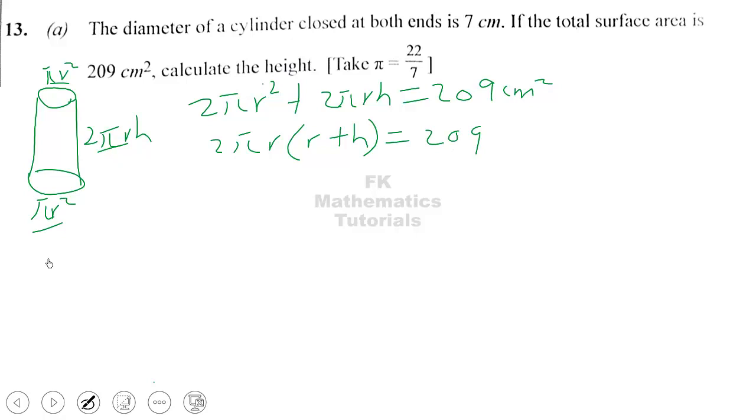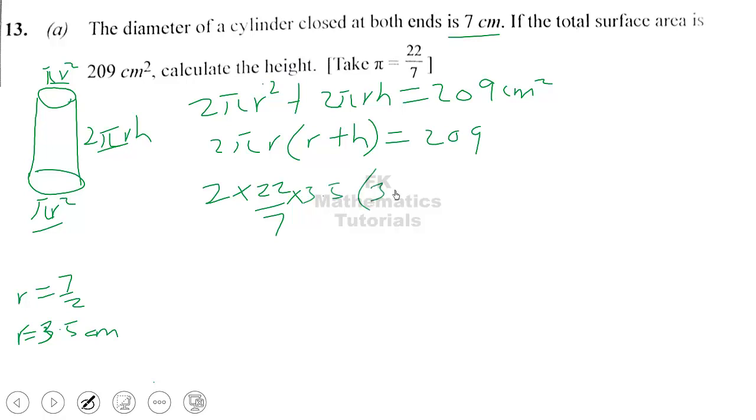Okay, so from the question, the diameter is 7 centimeters. So the radius will be diameter over 2, which is 7 over 2, which is 3.5 centimeters. That's the radius for you. So let's go. We have 2 times 22/7 times 3.5, into bracket 3.5 plus h, which we don't know, is equal to 209.